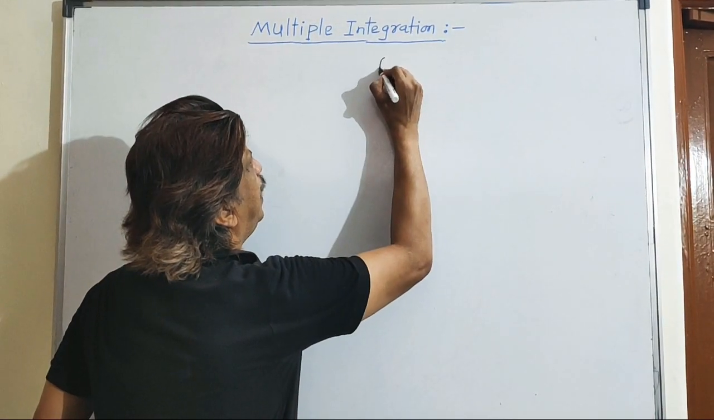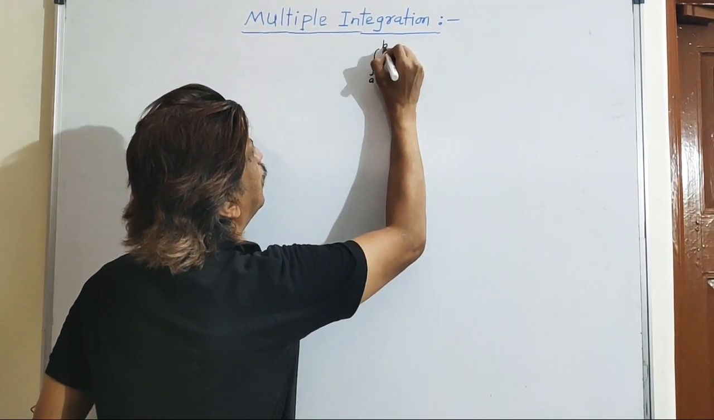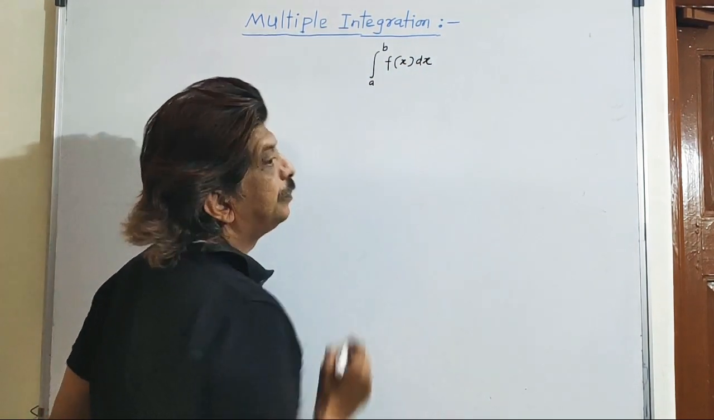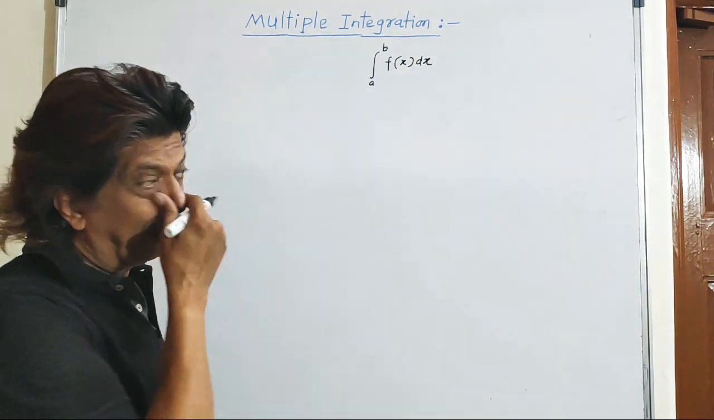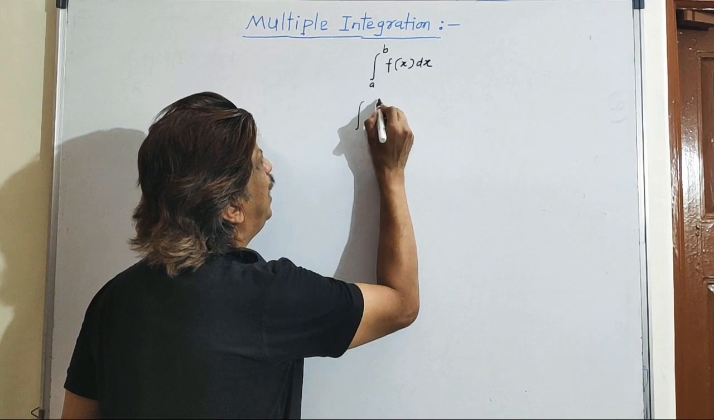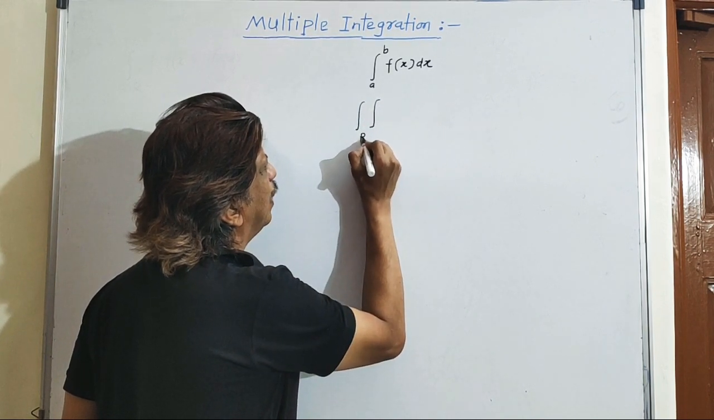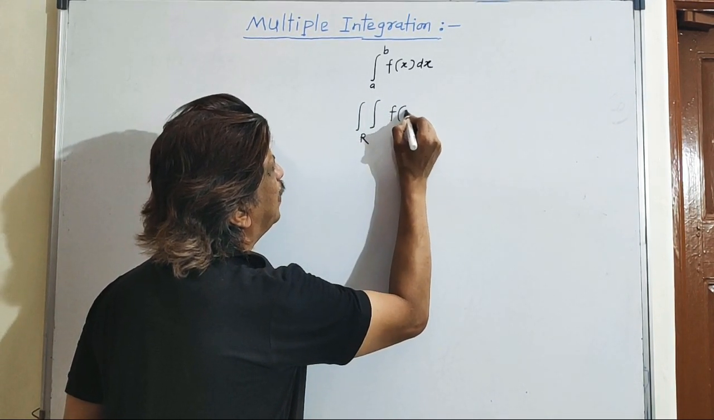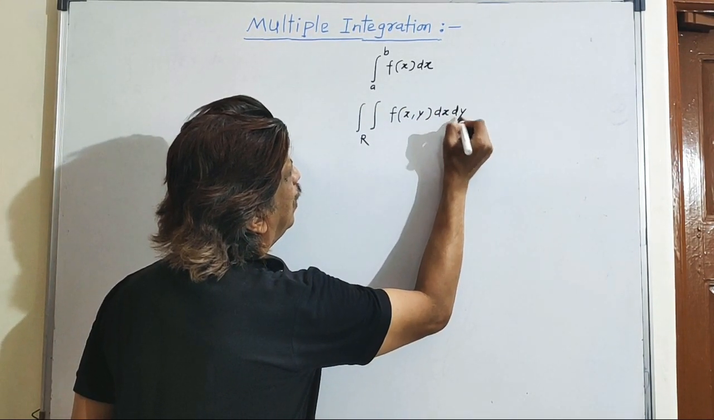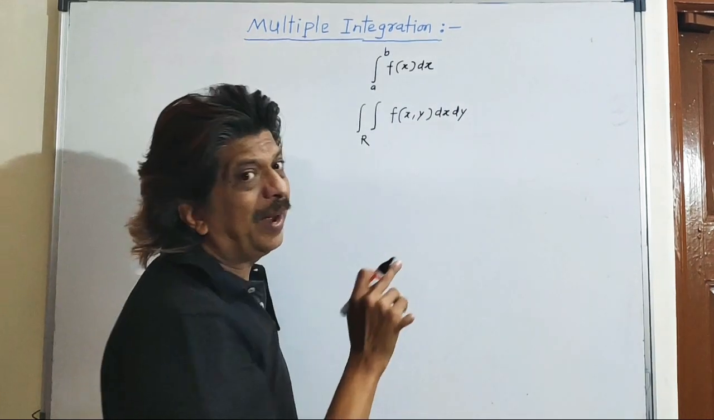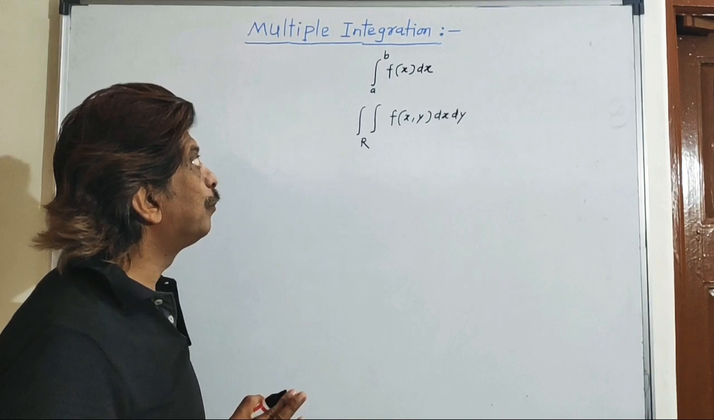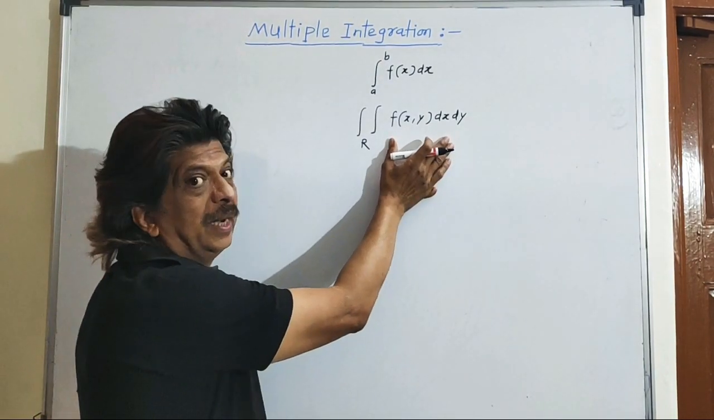For instance, integral a to b f of x dx. This is called a single integration. But what is a double integral? A double integral is denoted by double integral over R f of x, y dx dy. Sometimes dx dy is denoted by capital dA also. So, this is a double integral.